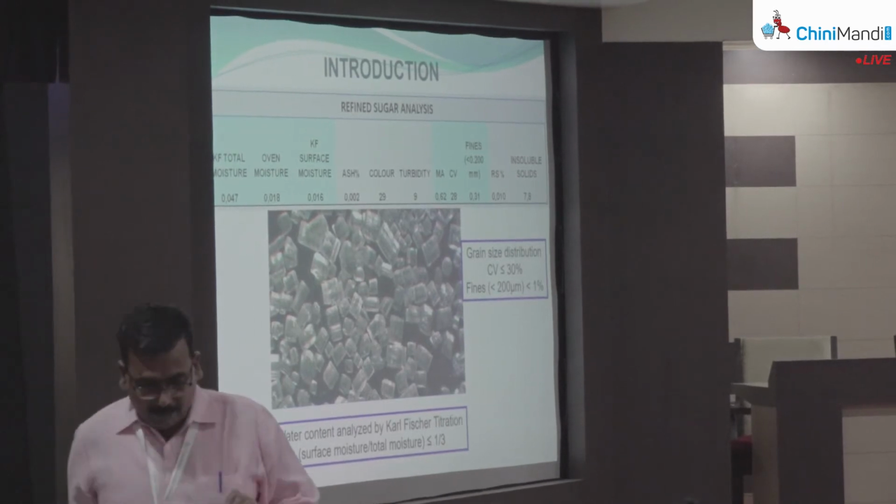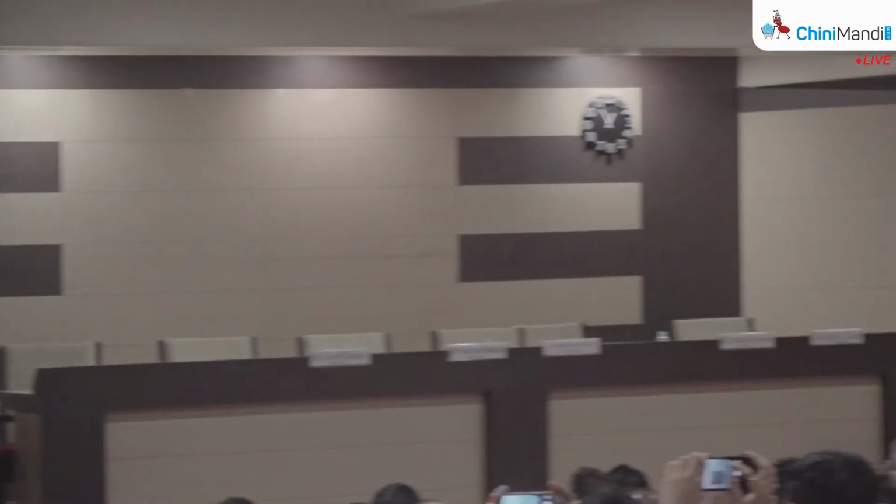You see that water should be measured by Carl-Fisher titration, because what you measure generally is weight loss from oven 3 hours, etc. The Carl-Fisher titration gives you the real water content, and the surface water should be a little bit less than 1/3 of the total moisture. Grain size is very important, especially the presence of fines and the distribution.